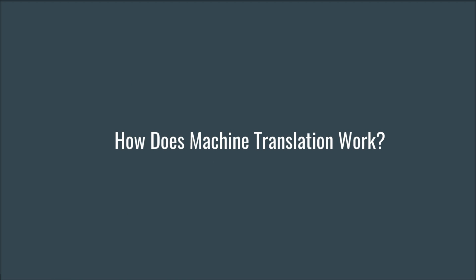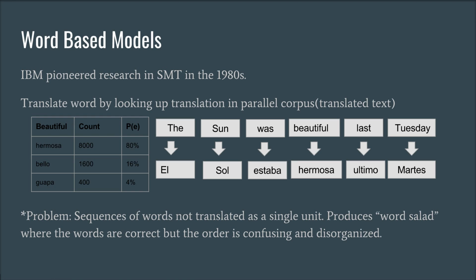So, how does machine translation work? I'll start with the word-based models. These started at IBM under some research done there in the 1980s. The word-based models split a sentence into words, and they'll use a parallel corpus of translated text. This will kind of be like what Professor Gemmel was talking about with the UN documents, and it'll calculate all of the counts of translations of different words.